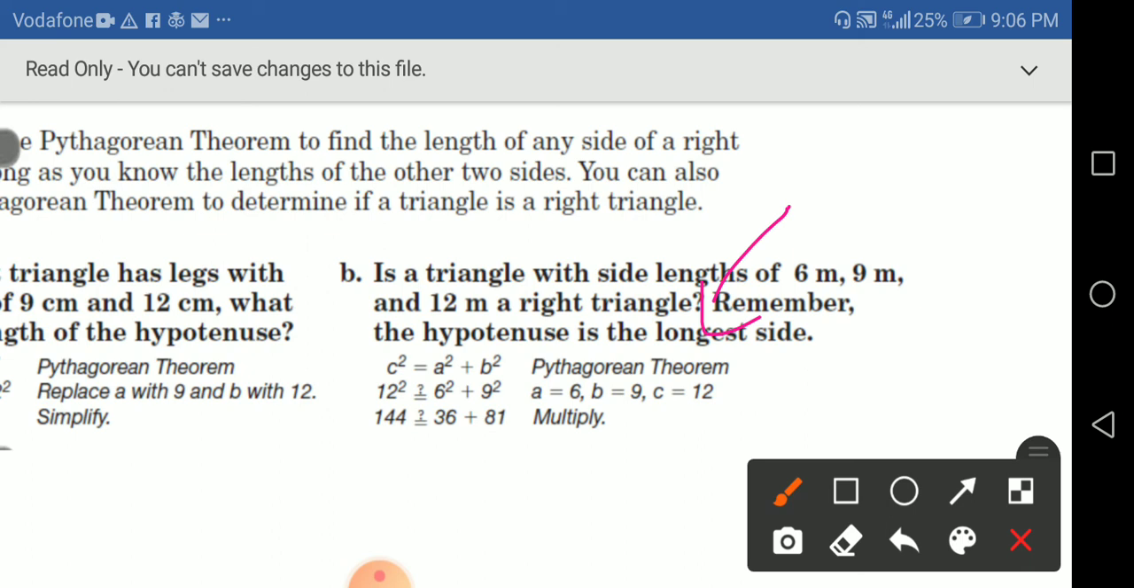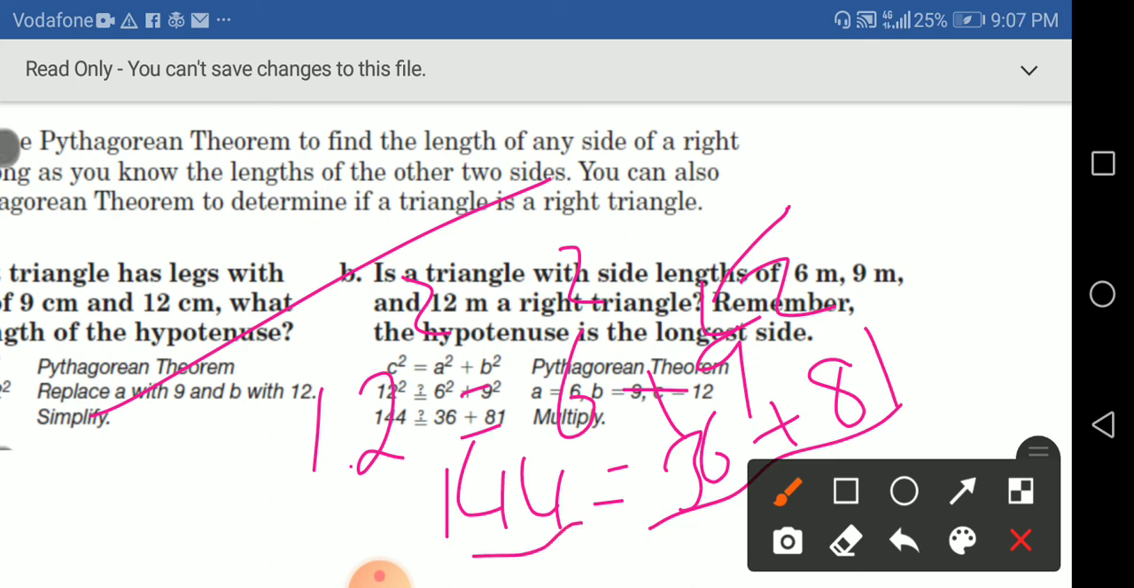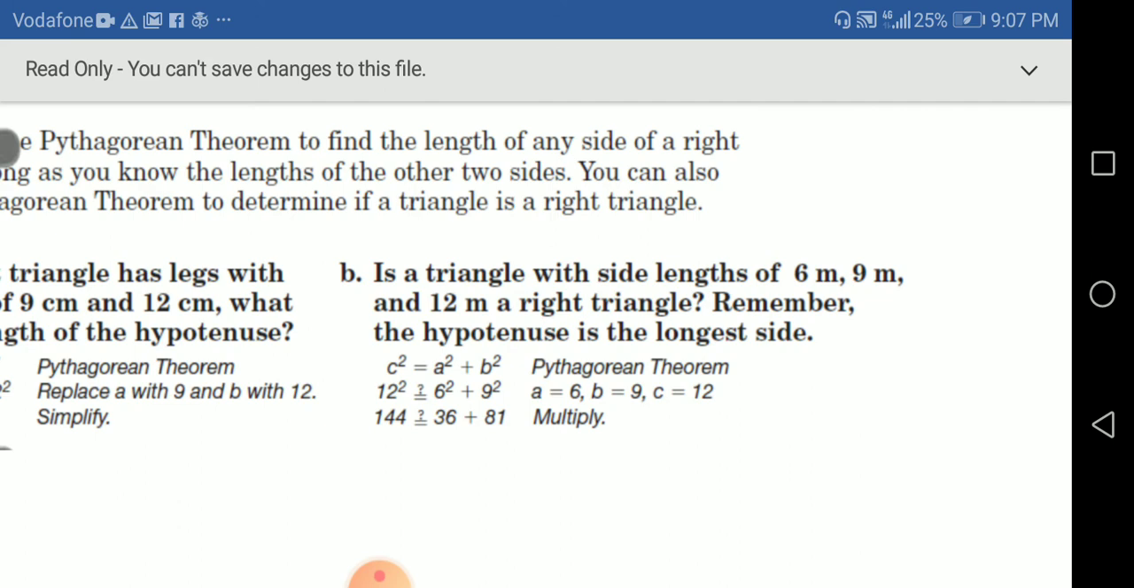So you've got three lengths. Remember, the longest side is the hypotenuse. So you'll check if 12 power 2 equals 6 power 2 plus 9 power 2 or not. 12 power 2 is 144. 6 power 2 is 36. 9 power 2 equals 81. So does the total of them give me 144 or not? Let's write it together. 36 plus 81 is 117. No, it's not a right angle triangle.